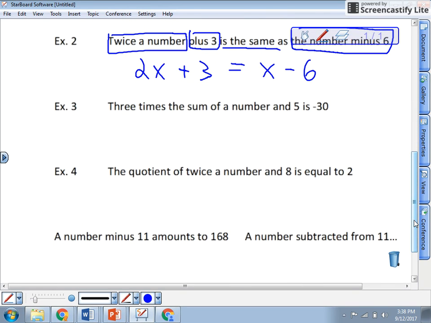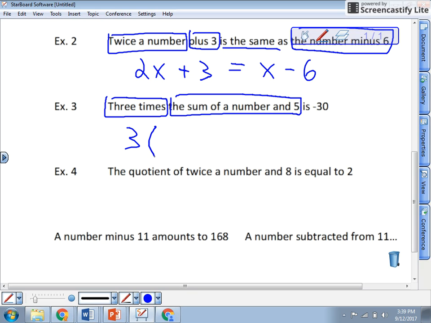Example 3, 3 times. So that's the first part that's pretty key. We've got 3 times the sum of a number and 5. That's key. The sum of a number. So we're going to need that in parentheses. So the sum of a number and 5, so we're going to use X plus 5. And then there's our is 30, or negative 30, equals negative 30. So there's an example where you need parentheses.